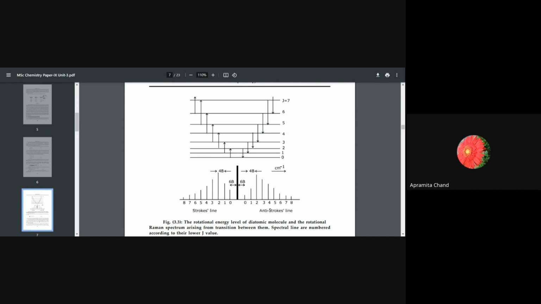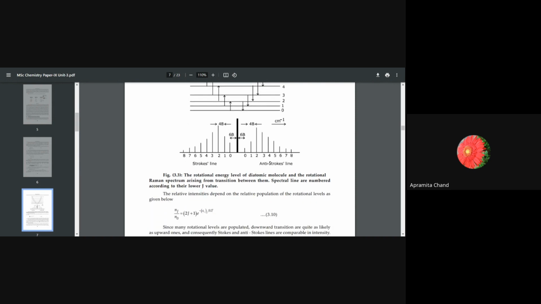And subsequently, for delta J equal to plus or minus 2, the difference will be 4B. And for the Stokes lines, you already know how the absorptions are taking place. So the lower diagram is explanatory of a Raman spectrum, and shows what is Stokes, what is anti-Stokes, and where they occur on the spectrum.